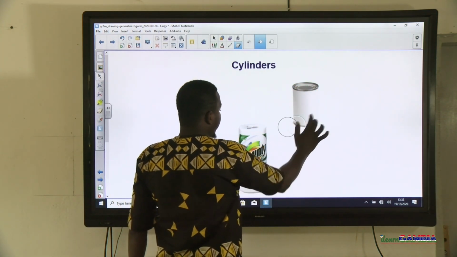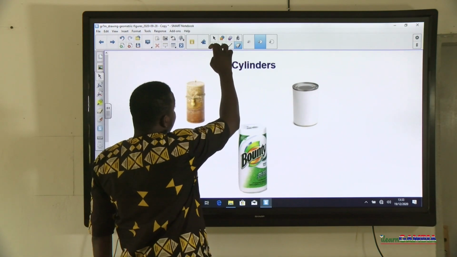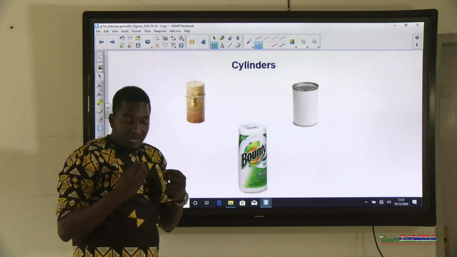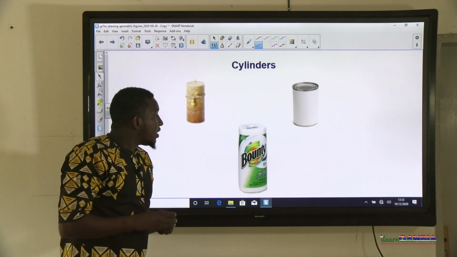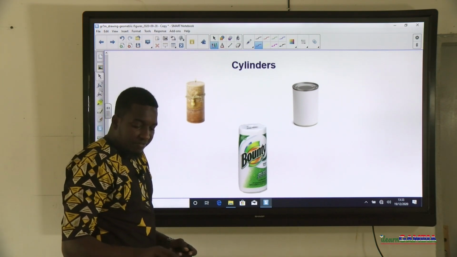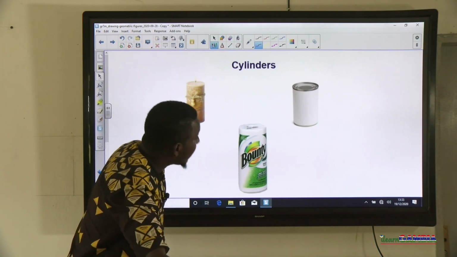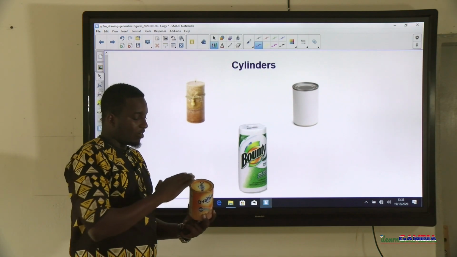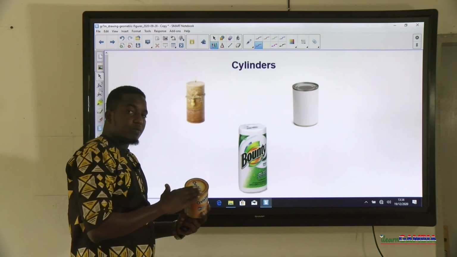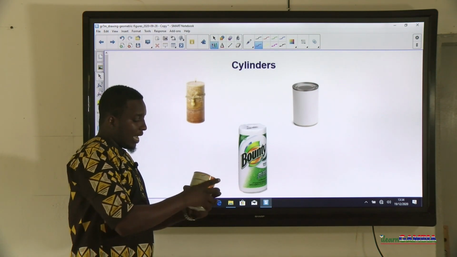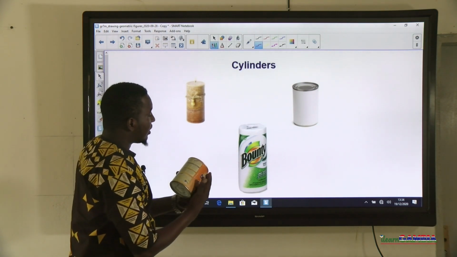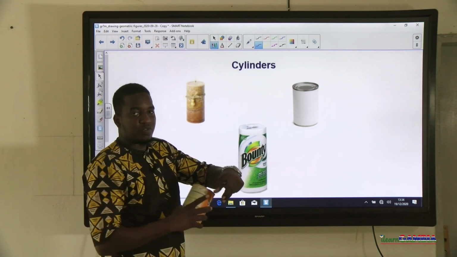We look at the third one. The third one is a can drink. Also, can drinks, when you look at them keenly and carefully, you realize that they are also examples of cylinders because they also have similar properties with a cylinder. That is to say, it has two flat surfaces, the top side of it and the bottom side of it. They are all flat surfaces, and it has one curved surface area.